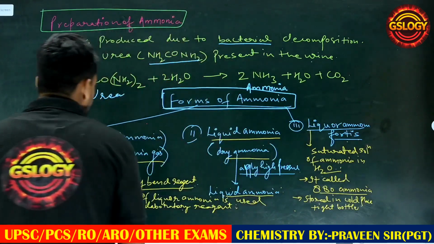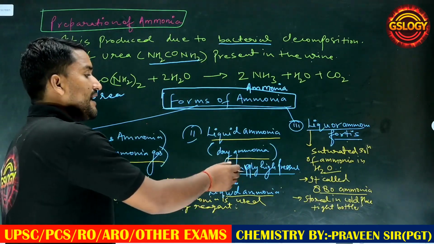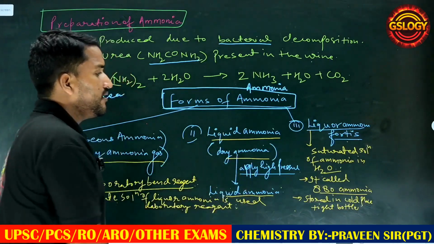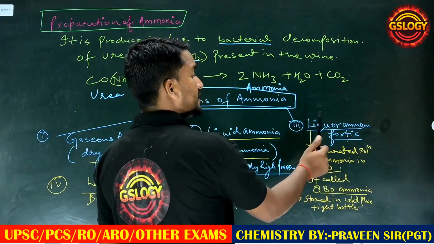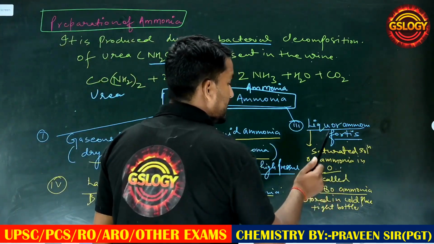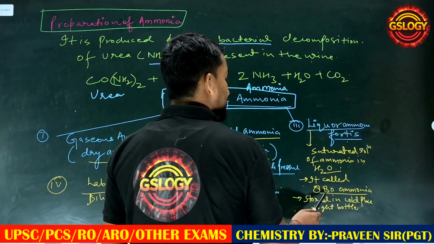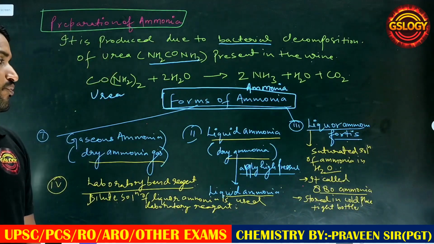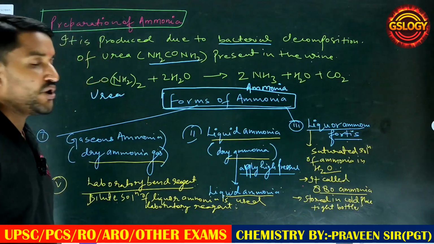Clear everyone? Dry ammonia gas, on applying high pressure, you can convert into liquid ammonia. And the liquor ammonia fortis, it is saturated. What is liquor ammonia fortis? It is a saturated solution of ammonia in H2O. That's why it is also called 880 ammonia. And this type of ammonia is stored in a cold place and an airtight bottle.